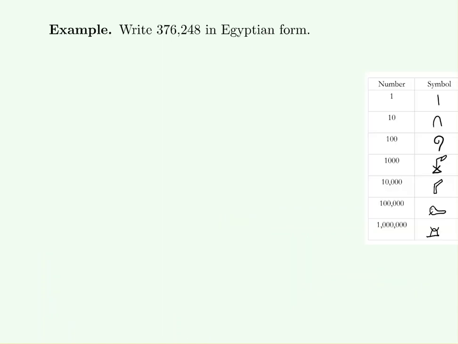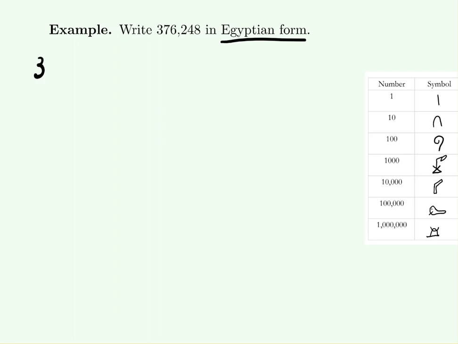In this example, we're asked to take a number in our system and translate it to an Egyptian number. So we would begin thinking about how could we express this number in terms of powers of 10. 1, 10, 1,000, 10,000, 100,000. And this is actually going to come up later in the notes when we learn about expanded forms, so we can practice doing that here as well. We would first phrase this as 300,000 plus 70,000 plus 6,000 plus 200 plus 40 plus 8.